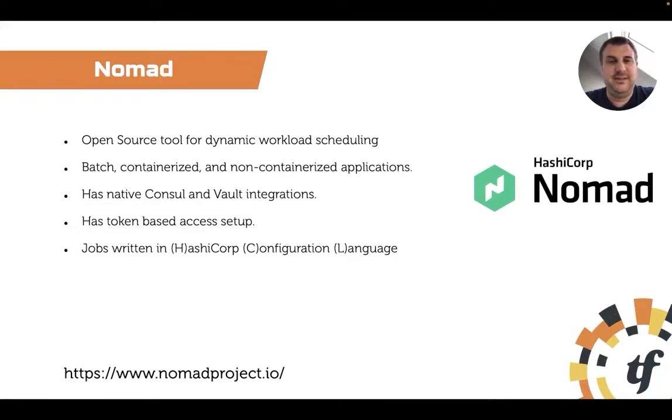Nomad is an amazing open source tool made by HashiCorp. It is built around dynamic workload scheduling. It can do anything from batch work. It can do containerized, which is an example we're going to look at today, but it can also do non-containerized applications or even VMs. The amazing thing is it has native Consul and Vault integration, some of the other cool tools that HashiCorp produces. Consul with its service discovery tool, and Vault with its secret management.